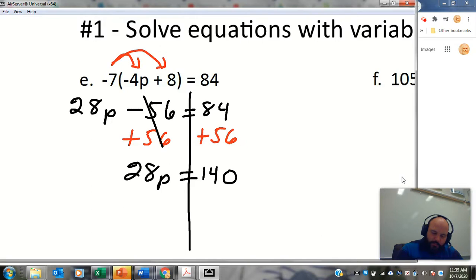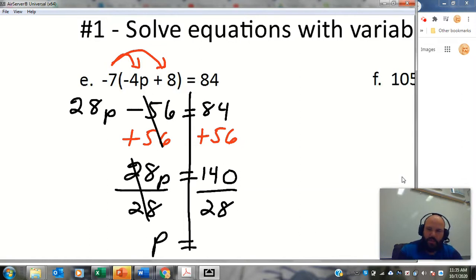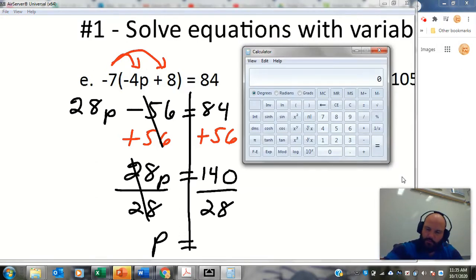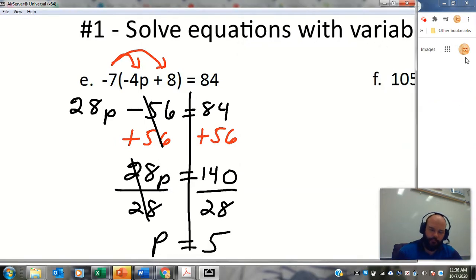Now from there, I'm going to divide both sides by 28 because the 28 is multiplying p, and we need to undo that. So this cancels, and we're left with p equals, and I am not positive if 28 divides into 140 equally, but let's find out. And the answer is it does, and it turns out to be 5. So there's your solution to the first equation.